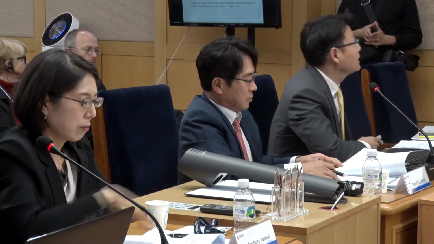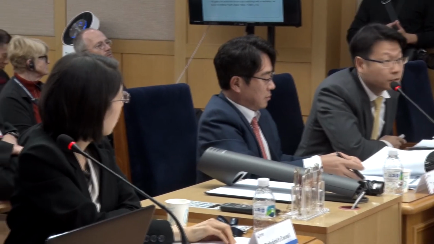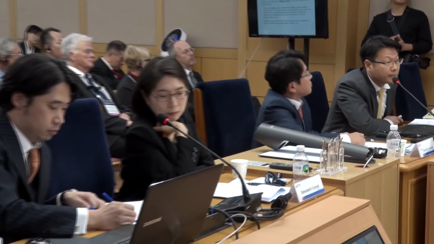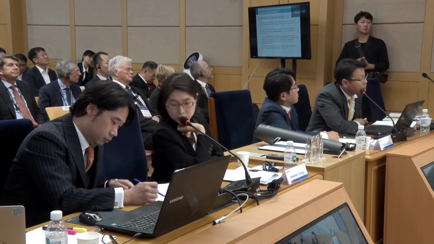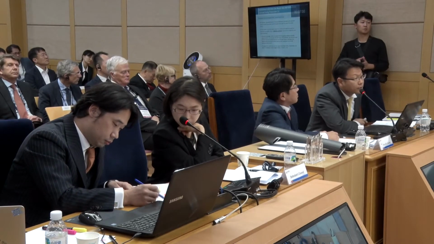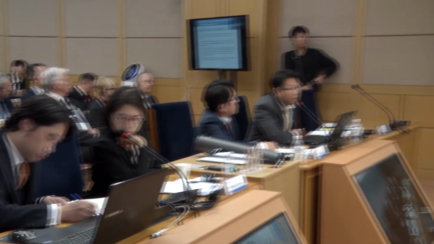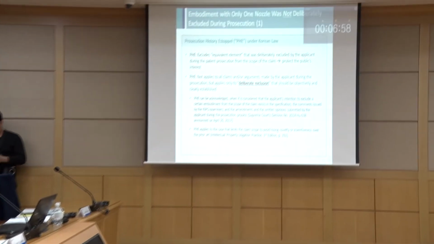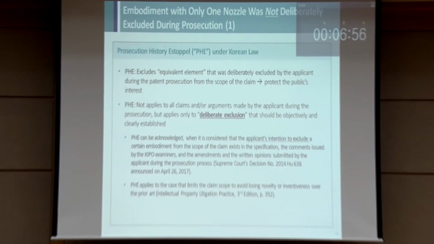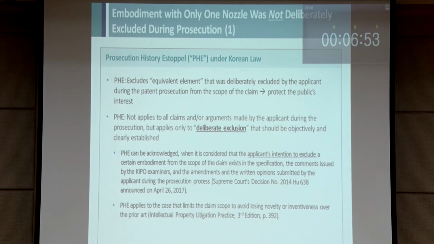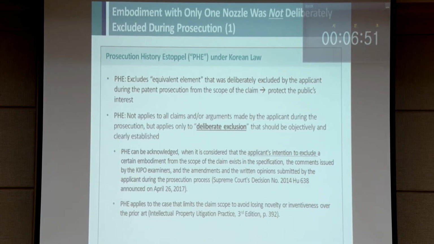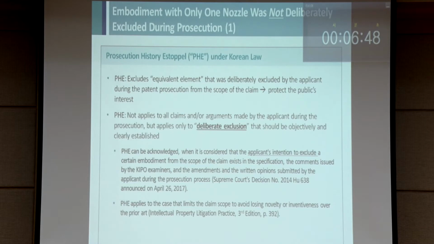Defendant's second attempt to narrowly construe the term "a circular nozzle unit" limitation is based on prosecution history estoppel theory. But that theory and argument should also fail because, based on the Korean Supreme Court's ruling, such a theory can apply only when the patentee deliberately excludes certain subject matter or certain embodiment from the scope of the claim during the prosecution.